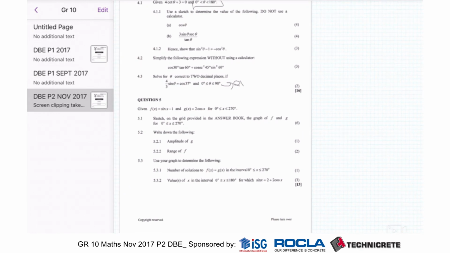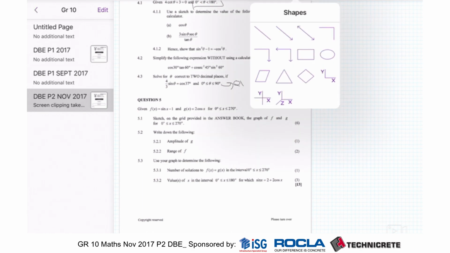Okay, given f of x is equal to sine x minus 1 and g of x is equal to 2 cos x, for x between 0 and 270, that's our range, sketch on the grid provided in the answer book the graph of f and g for 0 to 270. Okay, so let's do that.